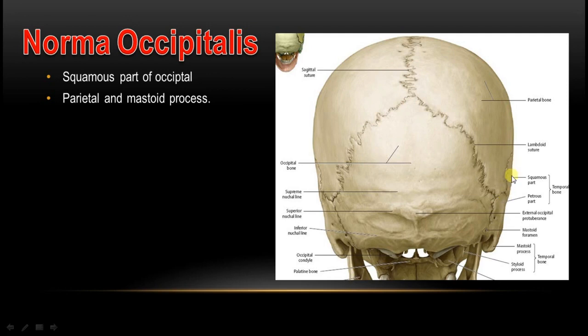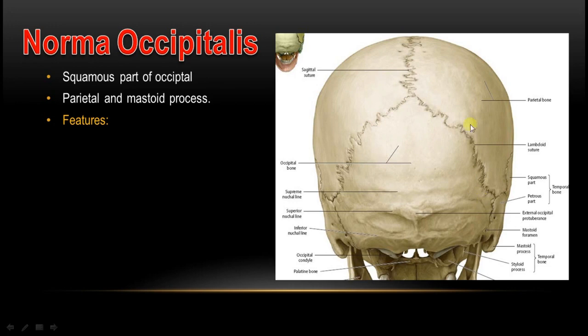This is the squamous part, a very small part, of the temporal bone, which you are also able to see here. The mastoid process you are able to see here, and you are also able to see a foramen, the mastoid foramen. It transmits an emissary vein, the mastoid emissary vein, which connects the sigmoid sinus with the posterior auricular vein.